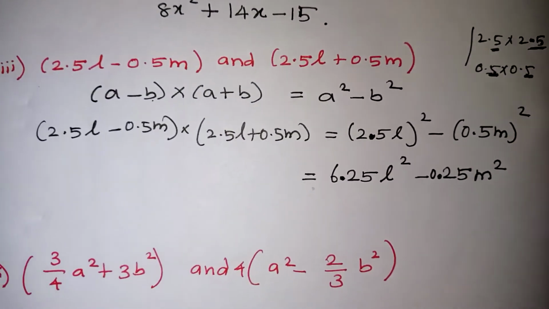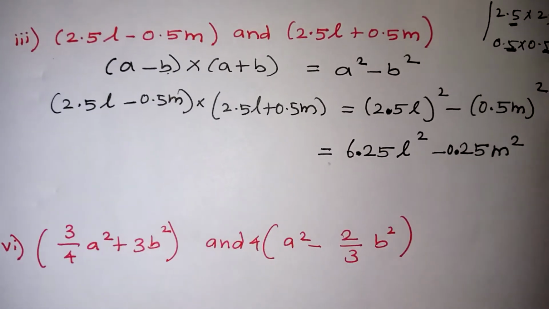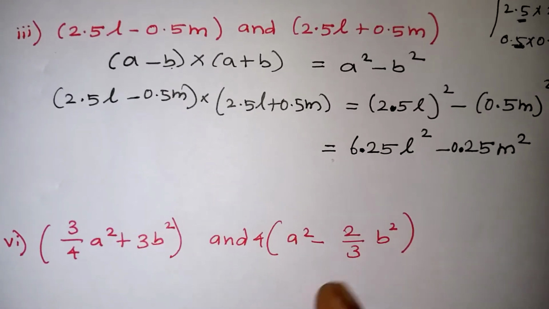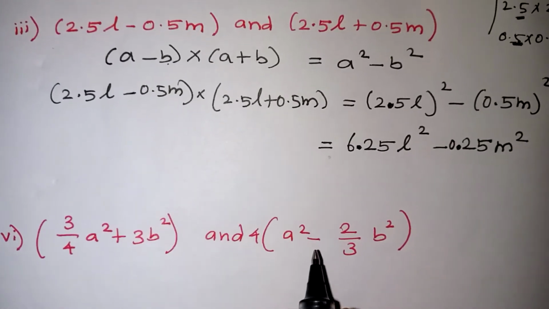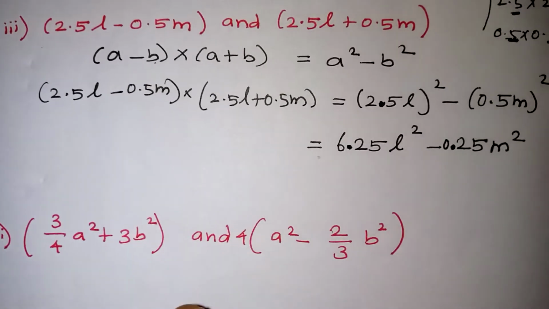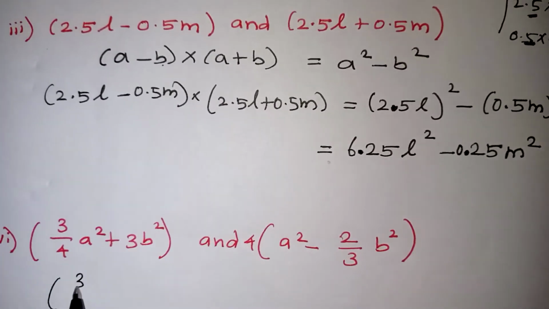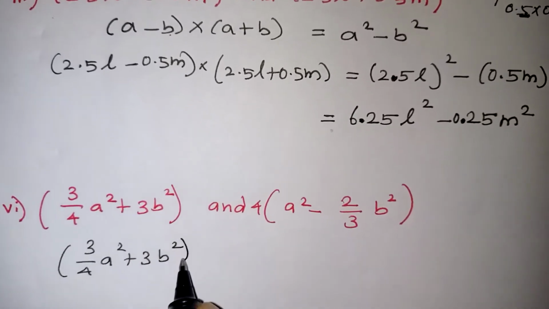Last problem. (3/4 a squared + 3b squared) into (4 into a squared minus 2/3 into b squared). So here they have given one 4 also outside, that also should be multiplied inside first. Here they are asked you to find the product. Let us write the first term as it is. That is 3/4 a squared plus 3b squared is the first term.